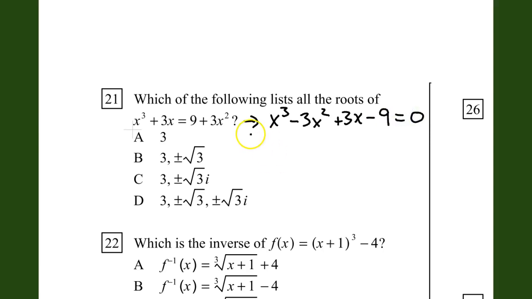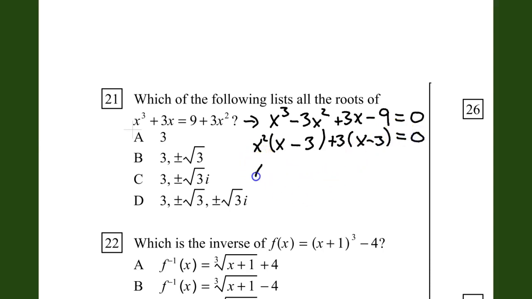And then it looks like with the 3's and 9's, we could do this by grouping as well. So let's take out an x squared from the first two terms. We'll have x minus 3. And then let's see here, we can factor out a 3 here. So we'll have x minus 3 as well. So it looks like the grouping worked this time.